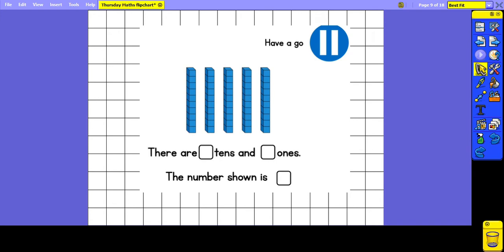Okay, this time you're going to have a go. So count up what number is represented by the base 10 and then write down the number that is shown. Pause the video and have a go.